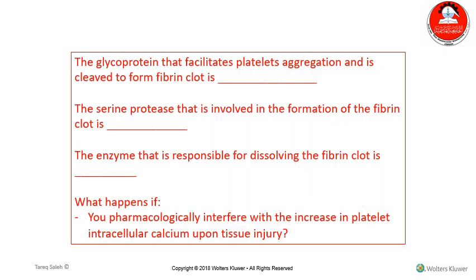Let's just revise these concepts very quickly. The glycoprotein that facilitates platelet aggregation and is cleaved to form the fibrin clot is called. The serine protease that is involved in the formation of the fibrin clot is called. The enzyme that is responsible for dissolving the fibrin clot and preventing it from growing into a very large size that will occlude blood flow in the blood vessel is called.